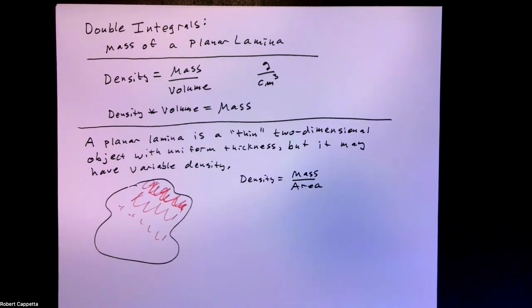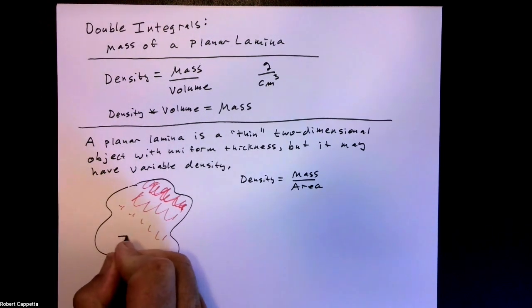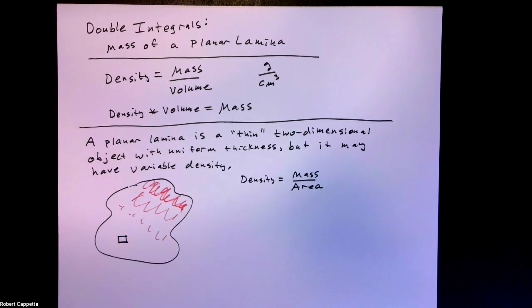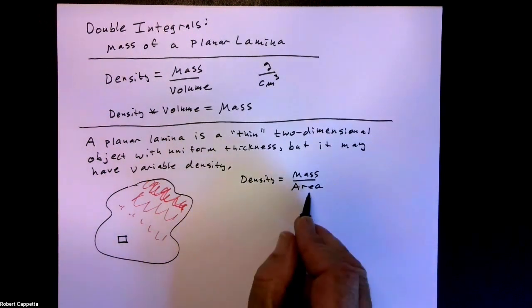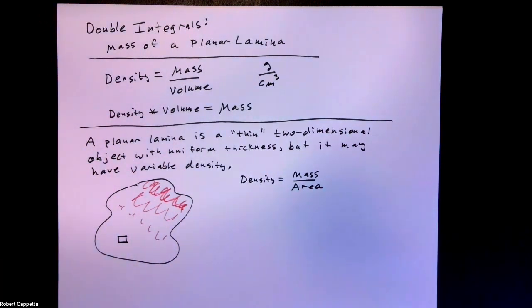In that case, the density would be mass divided by area. But again, the density keeps changing. So let's keep that in mind, right? For a small little piece, if we go to a small enough piece, we assume that the density is essentially the same on that small piece. That would be then the density times the area would be the mass of that very small piece.